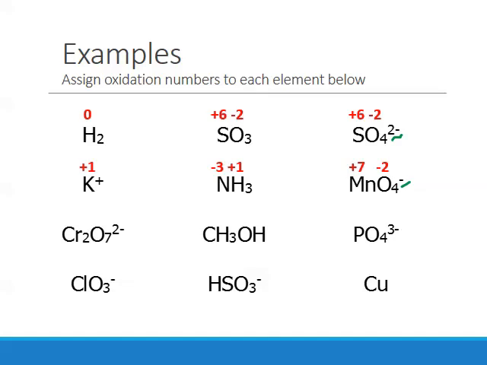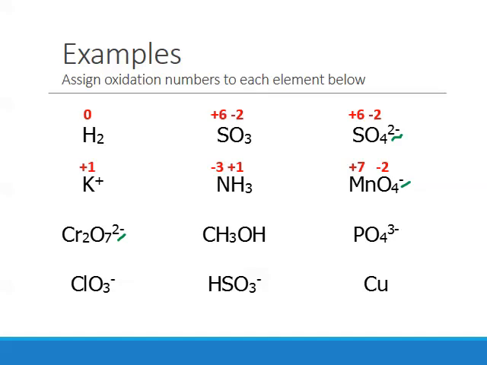Next we have dichromate, which is probably the hardest example on this slide. You've got oxygens, which are again -2. There's 7 of them. 7 times -2 is -14. The entire thing has a charge of -2. So if you've got 14 negatives, you'd have to have 12 positives. 14 negatives and 12 positives would give you the -2 charge.